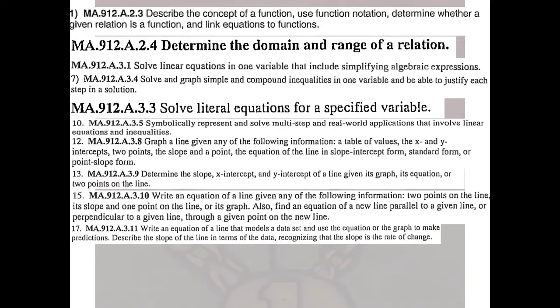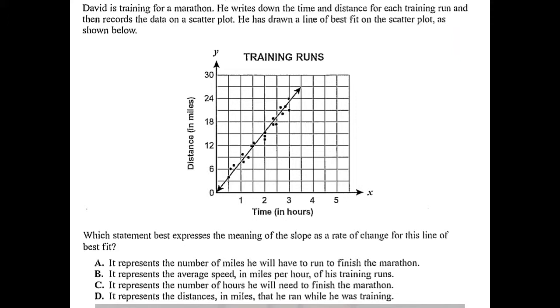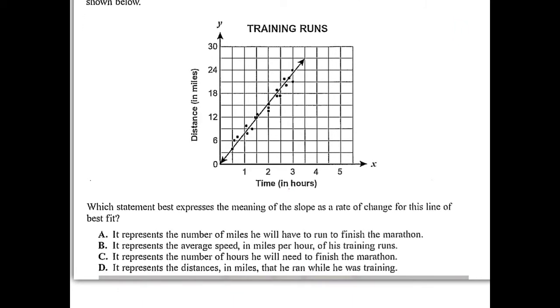So our next benchmark: write an equation of a line that models a data set and use the equation or graph to make predictions. That word predictions over here is big. Generally that means scatter plots. So let's take a look. And there we go, a scatter plot. Time and distance. So time is x, distance is on the y. Which statements best express the meaning of slope as a rate of change for this line of best fit? So we need to talk about the slope. Slope, again, remember, represents the rise over the run. So look at these 4 answer choices and you decide what's the correct answer.